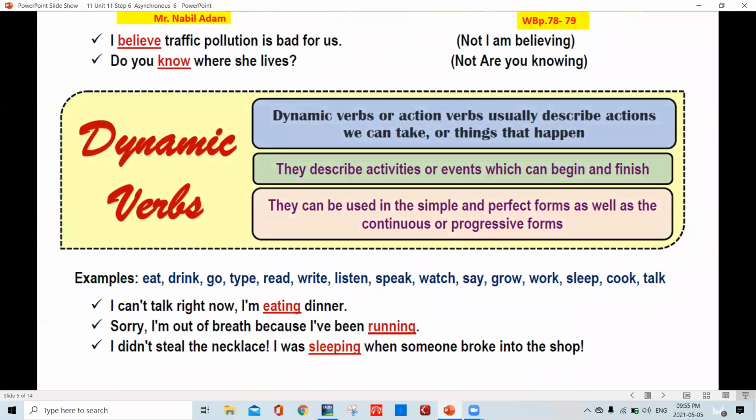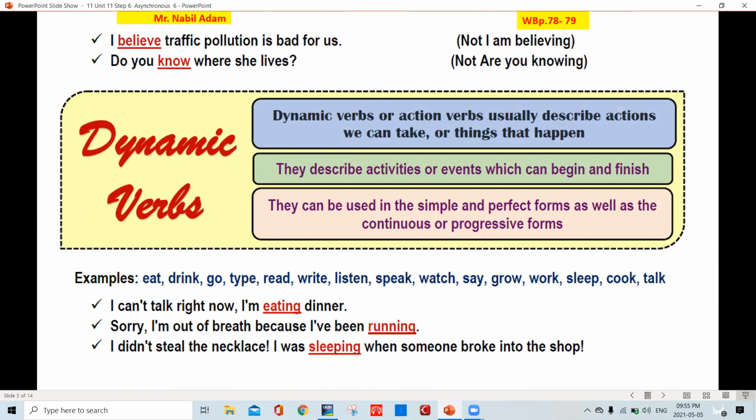Example, I believe traffic pollution is bad for us. Don't say, I am believing traffic pollution is bad for us. Do you know where she lives? Don't say, are you knowing where she lives? But say, do you know? So these are what? Stative verbs.